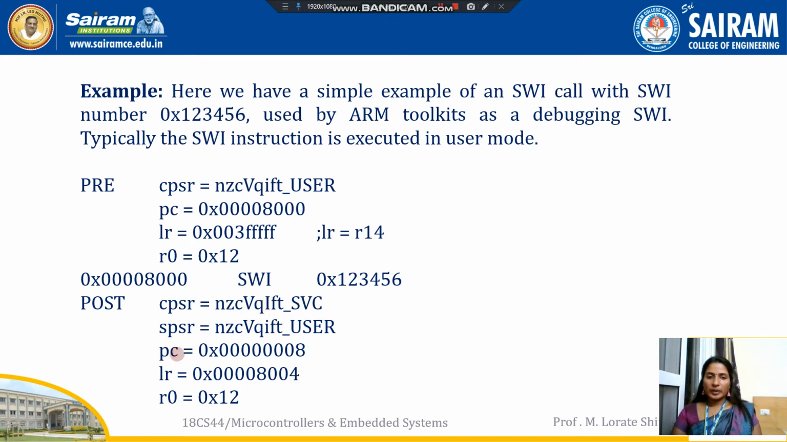Next, PC. I said it will go to the interrupt vector. The interrupt vector address is 0 plus 8, which is 00000008. Next, the link register. I said the link register will have the address of the next instruction after the SWI instruction. This is the SWI instruction at address 8000. So the next instruction will be plus 4 with this address, which makes 8004. So the address of the next instruction is loaded here. R0 is 12.